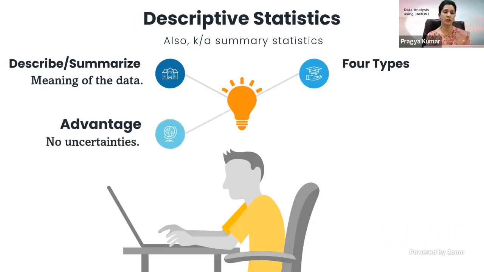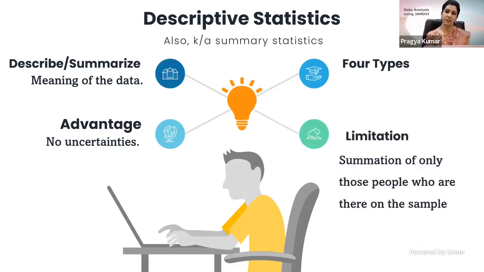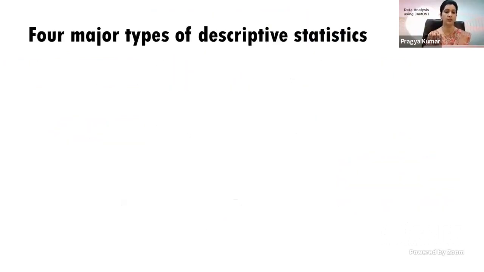It has no uncertainties because in descriptive statistics, you are not projecting anything. So descriptive statistics has no uncertainty, and we'll see how it is different from inferential statistics. The limitation is that you cannot interpret in the context of the population. So if you are giving descriptive statistics, you cannot say how that value will go into the population. It is a summary of only those individuals who are there in your sample.